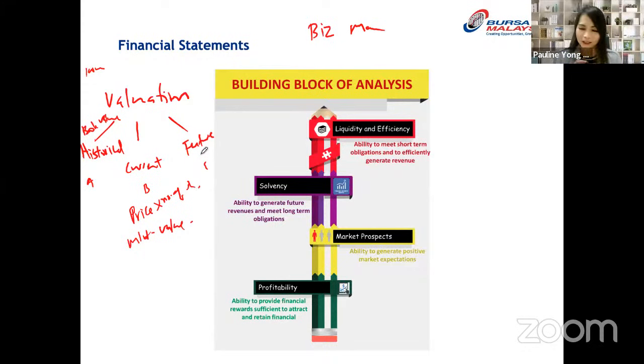Okay, forward PE, still PE. And cash flow, we can say that it's intrinsic value, which means that you have to discount the future cash flow to the present value. So it's discounting the cash flow. Yeah, that's right. So it's called the intrinsic value.